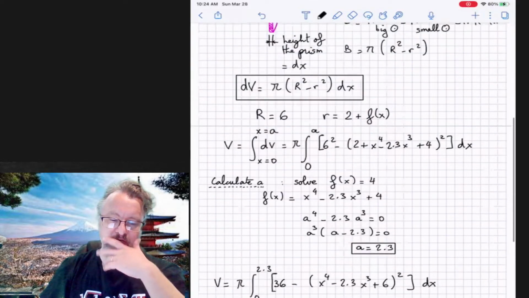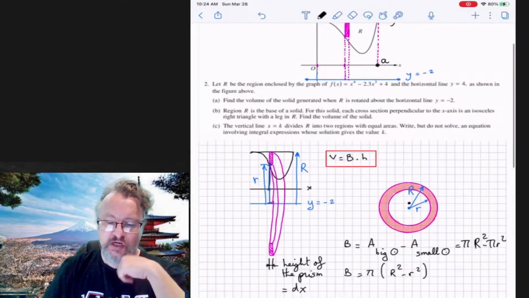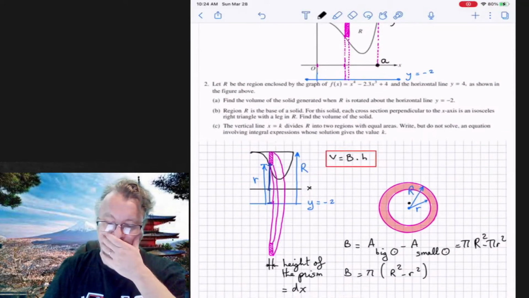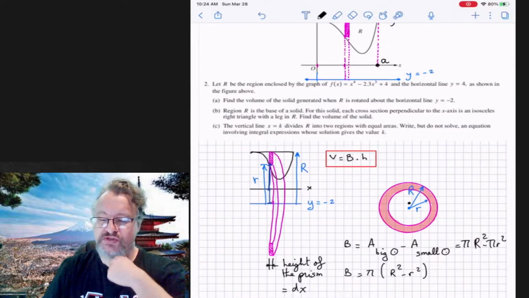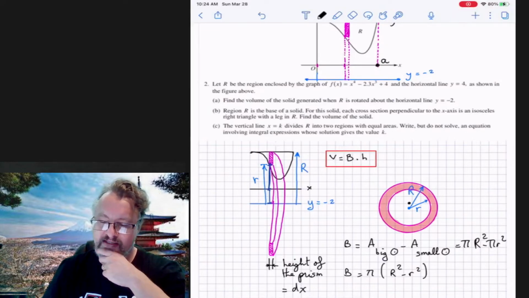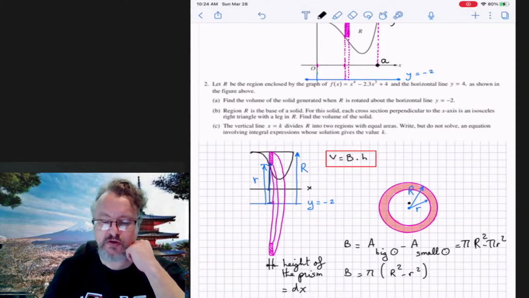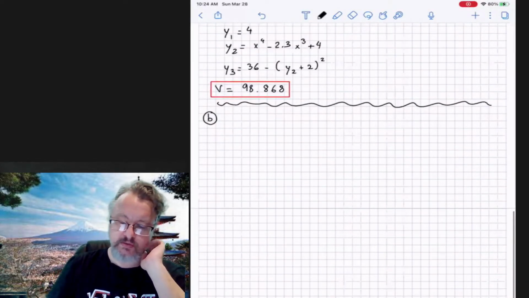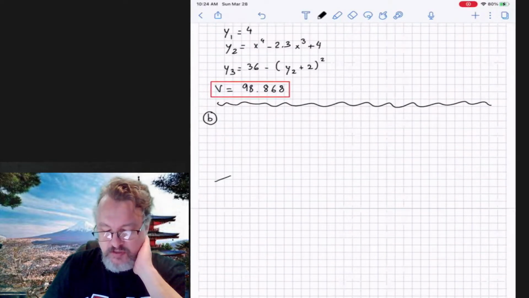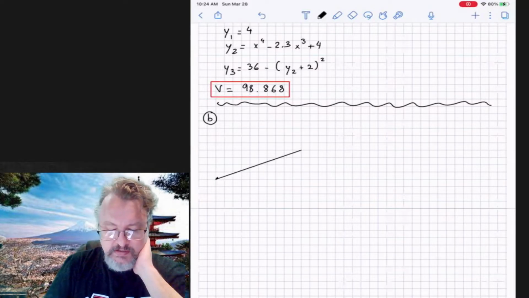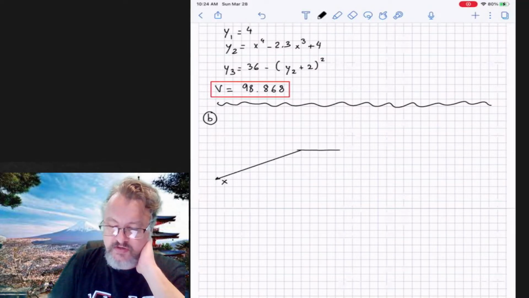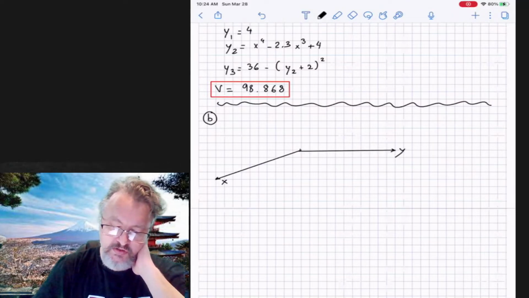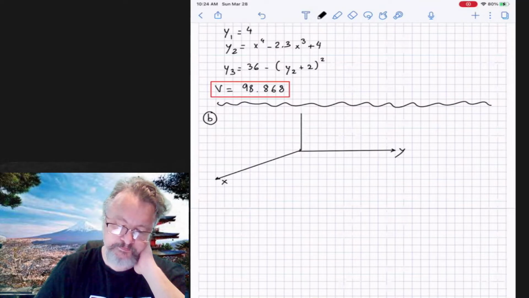All right, what do we have in part B? The region R is the base of a solid. For this solid, each cross-section perpendicular to the x-axis is an isosceles right triangle with a leg in R. Find the volume of the solid. Okay, so let's try to draw a picture right here. So we're going to have our x-axis like this. We're going to have our y-axis like this. And we're going to have a z-axis right here.